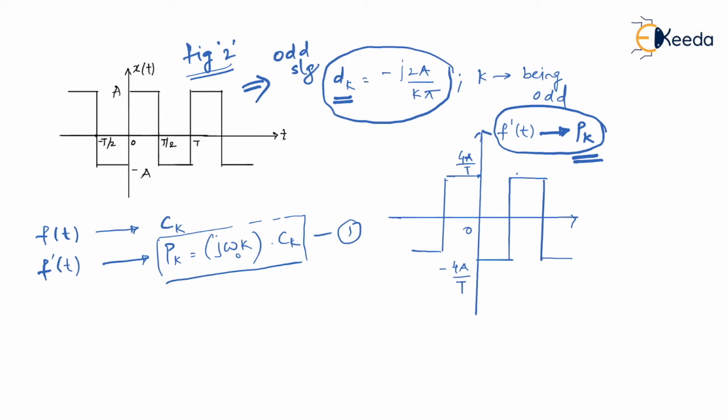Now, as you can see, even this is an odd signal. This is also a square wave. It is quite comparable with this. But there is one difference. And what is the difference? See carefully. The difference is that the amplitude is not a or minus a, the amplitude is 4a by T and minus 4a by T. So it's okay, there is no problem. We will replace a with 4a by T and we will get the value of pk directly.